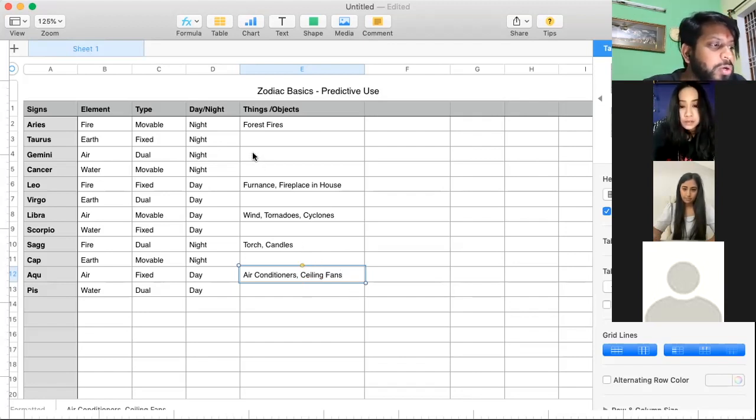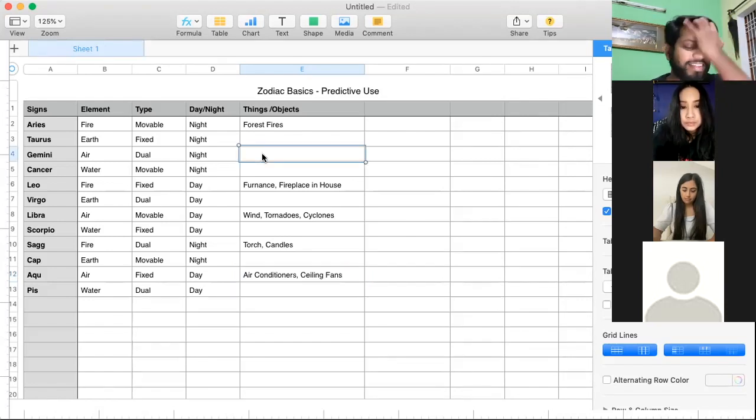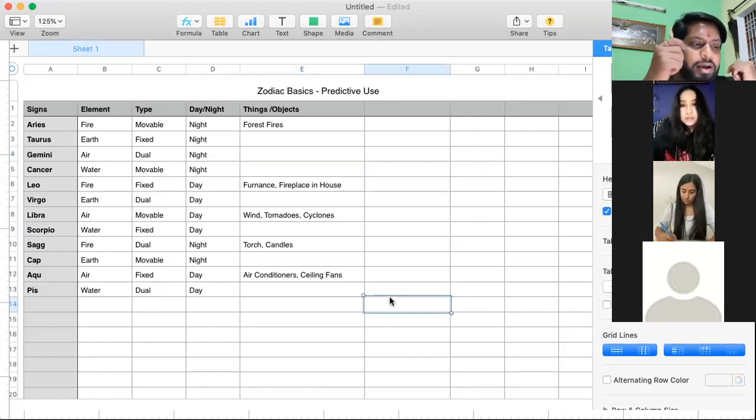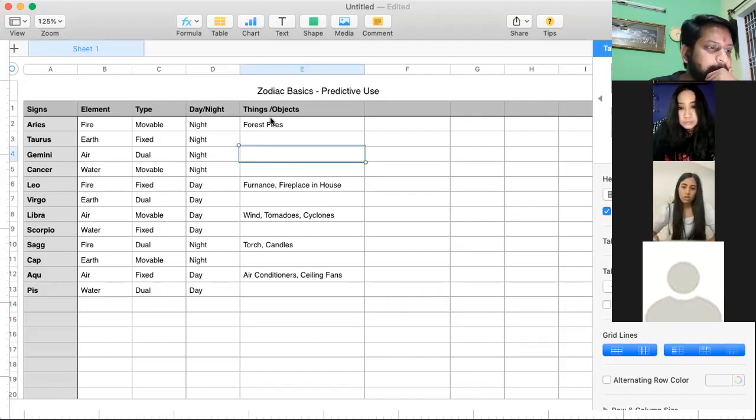Now, the air dual. What will be the air dual? A fan, but a hand fan, like a hand fan you can hold. Correct. Very good. A hand fan. And there are other sources of dual air also, which I cannot recall right now, but your hand fan definitely is an example.